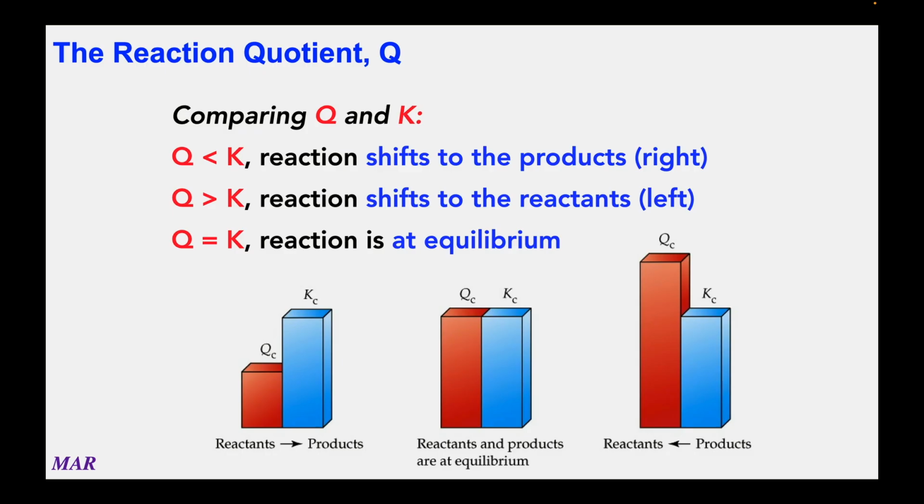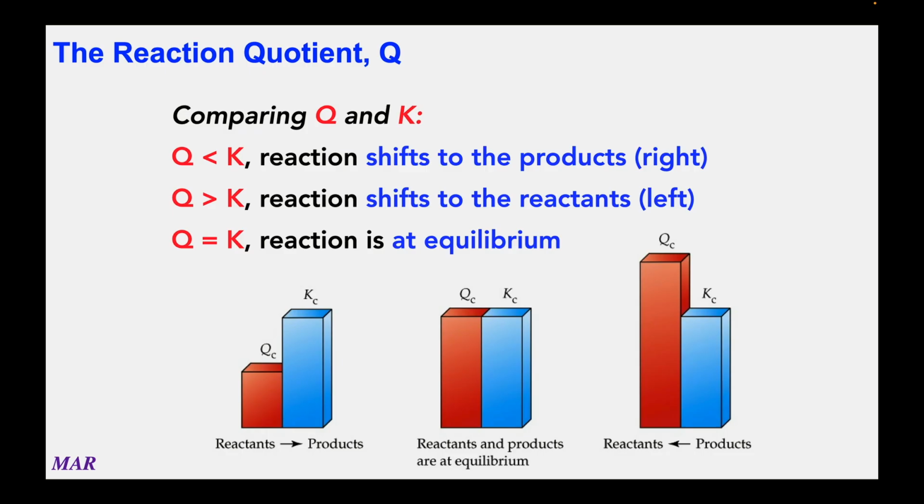So if Q is less than K, we will say that the reaction should shift to the products, to the right-hand side. On the other hand, once in a while, we'll see that Q is a number greater than K. That means usually that you're starting from the product side and the products are breaking down to reactants. But either way, if your Q is greater than K, what that means is you're going to have a shift to the reactant side. You have to turn some of those products into reactants for equilibrium to kick in. That's going to be what happens when Q is greater than K.